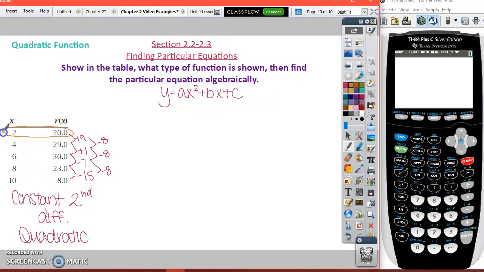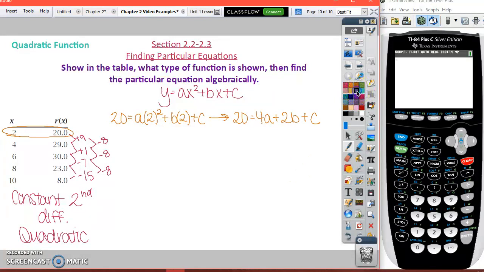I'm going to start with 2, 20. So I'm going to plug 20 in for y and plug 2 in for x. So I'll have a times 2 squared plus b times 2 plus c. And I'm going to go ahead and simplify this, and I'm going to write it as 20 equals 4a plus 2b plus c.